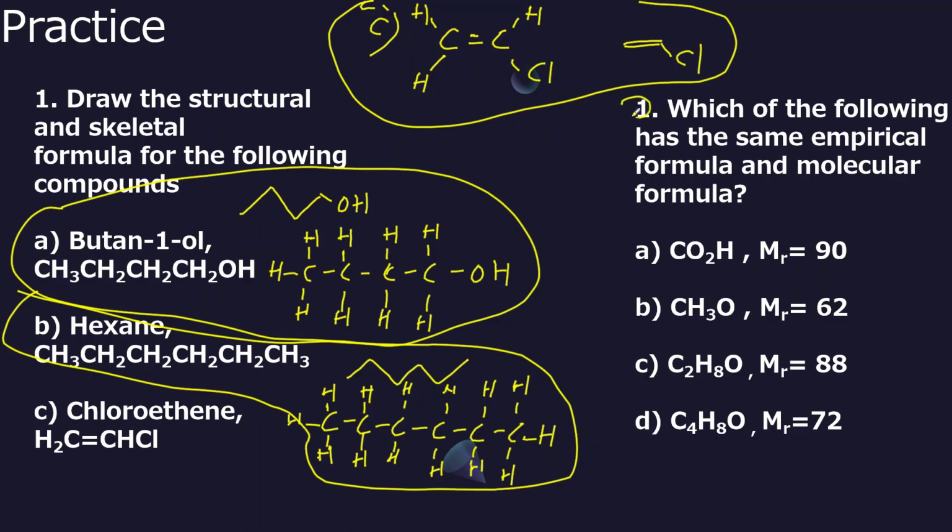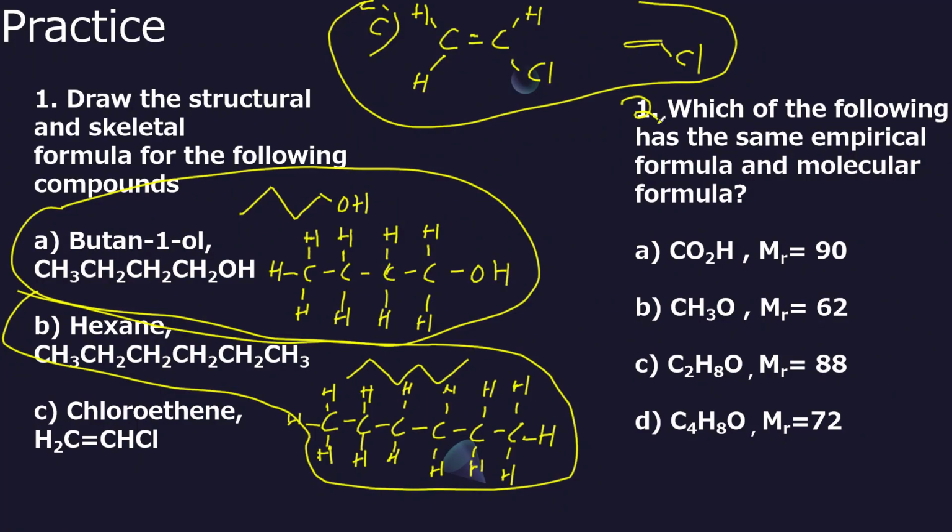Sorry, this is not number 1 again. Number 2 will do. Number 2, which of the following has the same empirical formula and molecular formula? So, can any of these be divided? No. The first one has 1 carbon, it can't be divided anymore. The rest have 1 oxygen. So we don't need to worry. Those are all potentially empirical formulas.